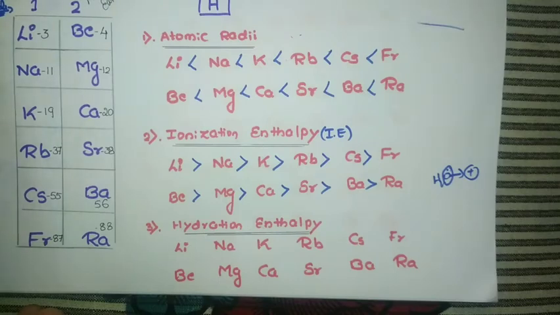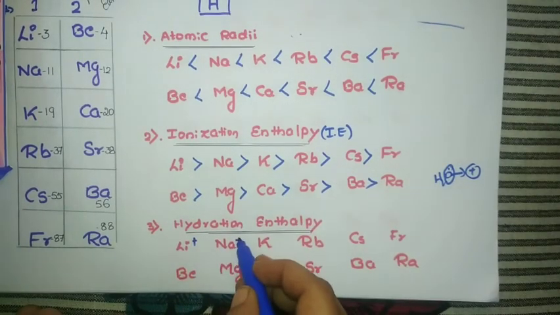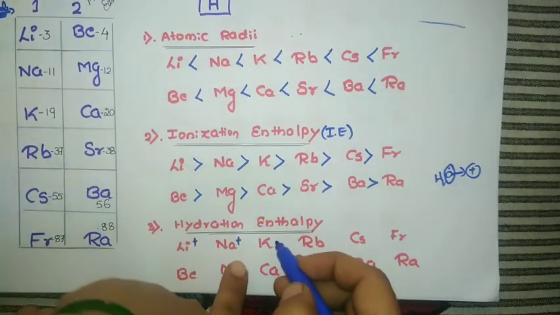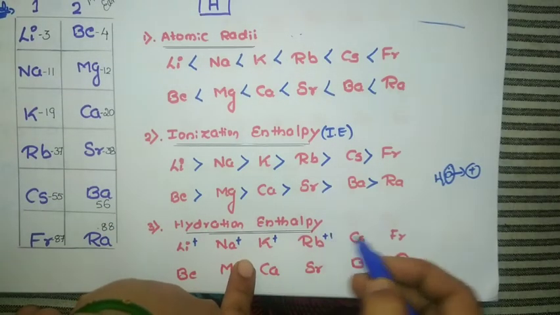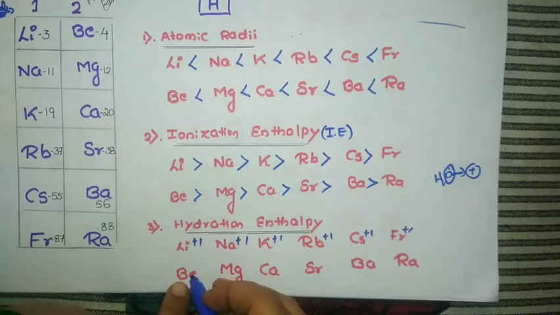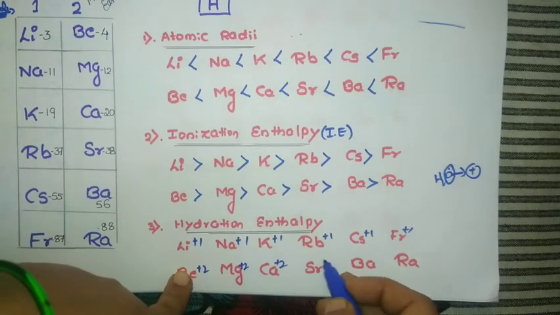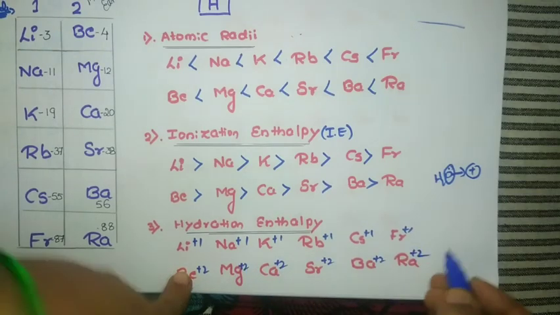Now comes what happens if the size is very small. If the size is very small, the hydration enthalpy is very high. On what basis could we say this? Let me tell you, as I told, it's an ion. Let us write lithium with plus. So we have a group 1 element with a +1 charge. For the second group elements, we have +2 to attain a stable state.